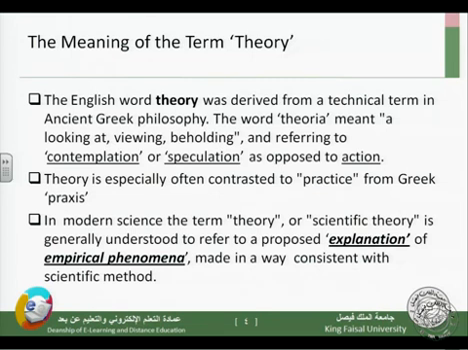Now, in modern science, the term theory or scientific theory is generally understood to refer to a proposed explanation of empirical phenomena made in a way consistent with scientific method. Now, for the time being, what I would like you to understand is, it is an explanation of what? Of a phenomenon. You see something, you have an explanation for this phenomenon. Why is this? You have an explanation for it. You see something happening, and this is a phenomenon, and then you have your own idea, your own explanation of this phenomenon. Now, this is the meaning of the term theory in ancient Greek philosophy and in modern science.